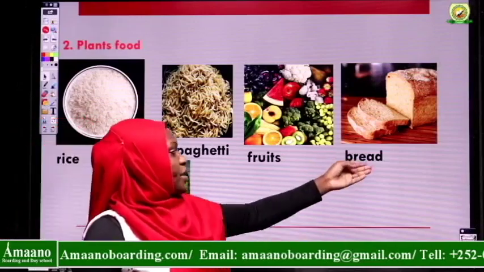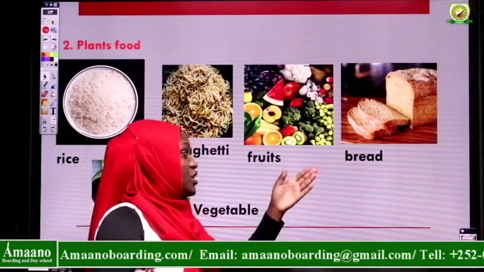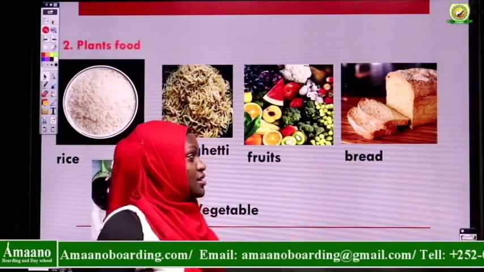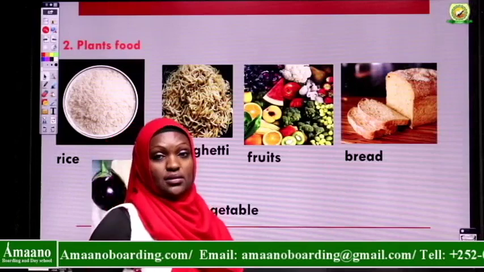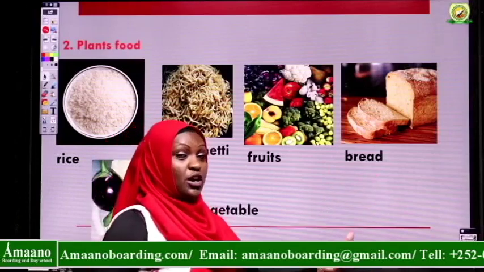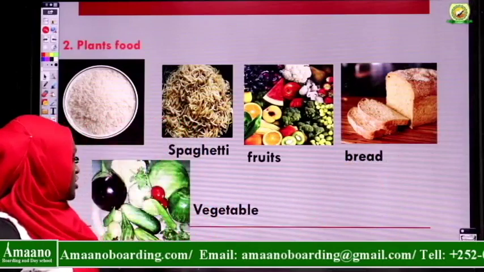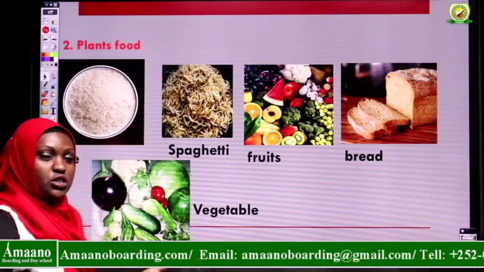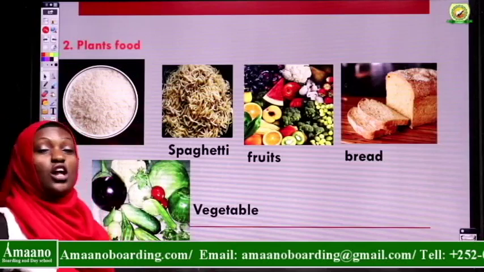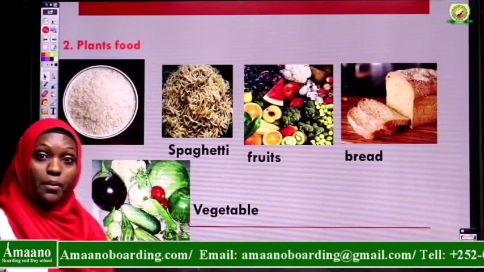We have bread. What is used to make the bread? The bread is made using wheat and other things. Where is that wheat coming from? The wheat comes from plants. So you have to grow the wheat for us to make the bread. So we have vegetables: cabbage, spinach, onion, tomatoes, potatoes, all those are vegetables. So the vegetables, we get them from plants.